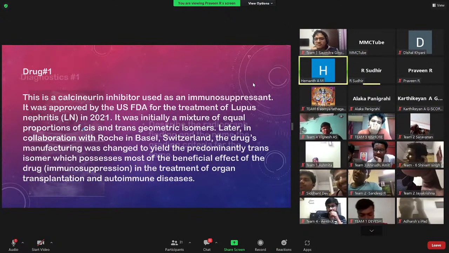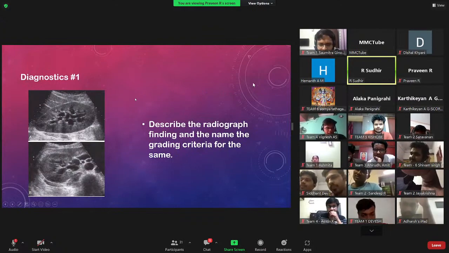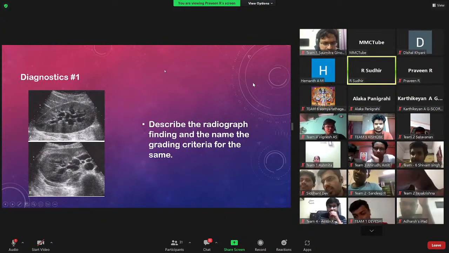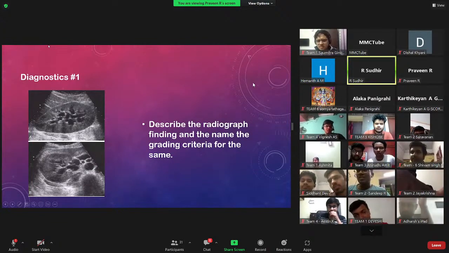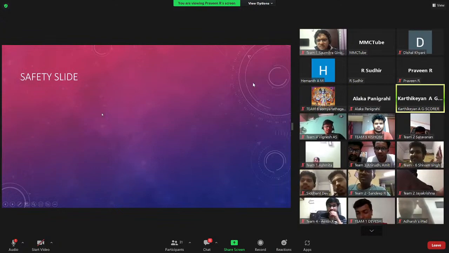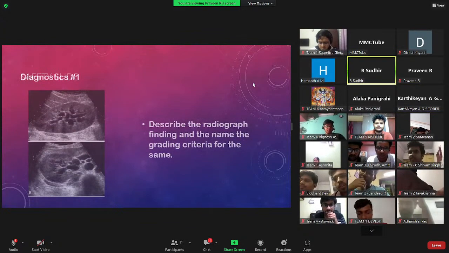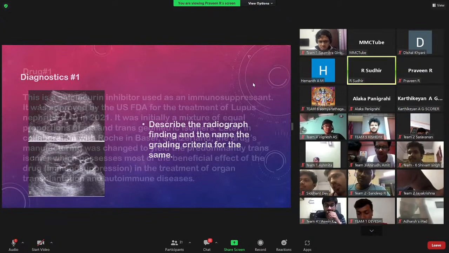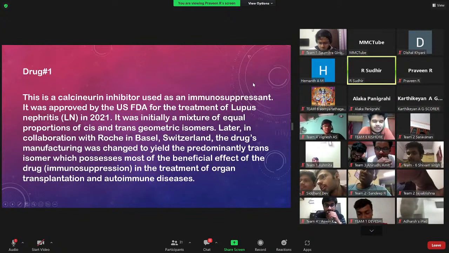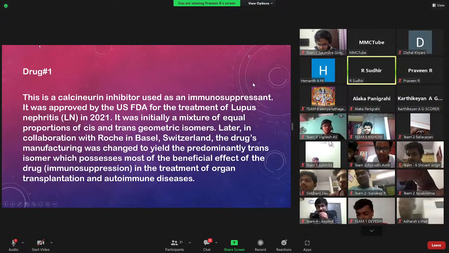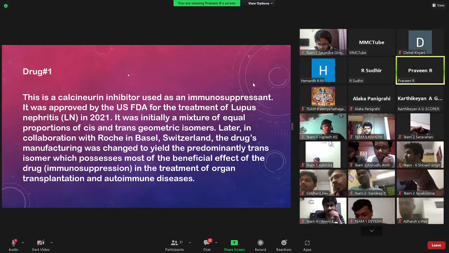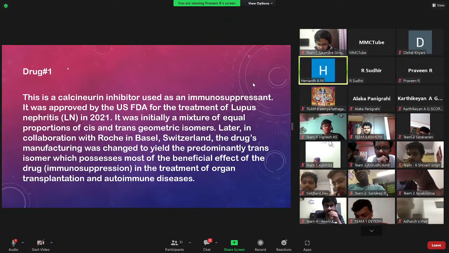Okay, all of them have answered, except for Team 2. Team 5 has given their answer as anifrolumab. This is the wrong answer. Teams 1, 4, and 6 have given the right answer, plus 40. And Team 2 has given anifrolumab. This is wrong. Can I go to the next slide? Okay, next slide.